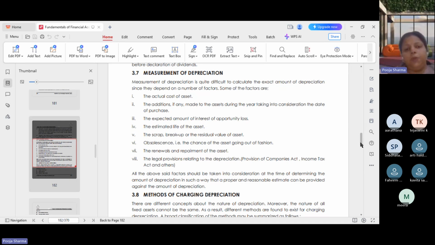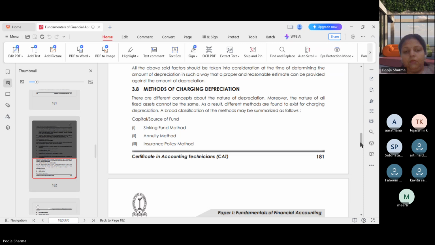Measurement depends on so many factors. First is actual cost, its useful life, additions we have made to the asset, its repairs, and so many other things. When an asset becomes obsolete, we sometimes have to purchase a new machine. So all these factors are applicable for measuring depreciation. We have three methods of depreciation. First is sinking fund, second is annuity, and third is the insurance policy method.